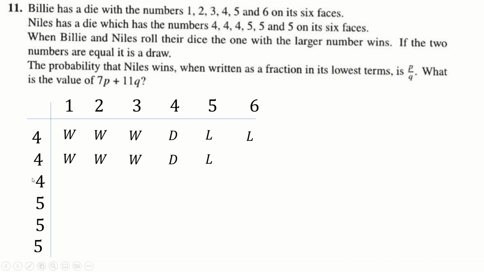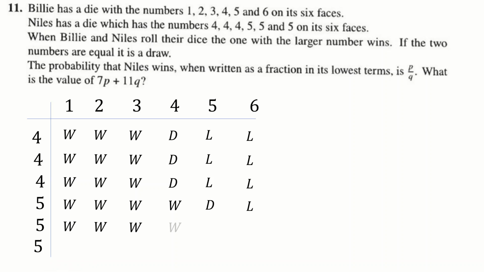So this person wins if the number is bigger than this one, draws if they're the same, and so on. You can write this much quicker than I am. You can shorthand it by just making this a whole W column rather than writing W 6 times. But all you need to do now is just count up the probability that Niles wins. Niles has this die, so the probability that Niles wins is 1, 2, 3, 4, 5, 6. Just count them up. You get this.